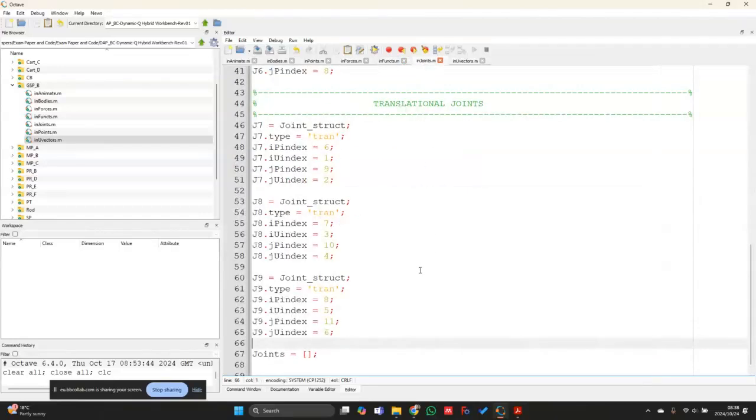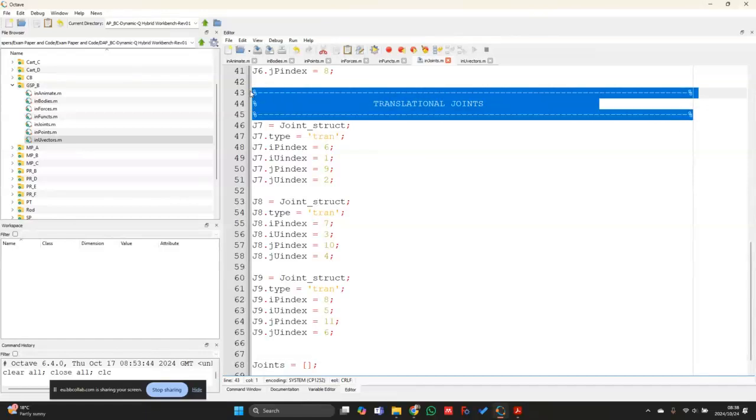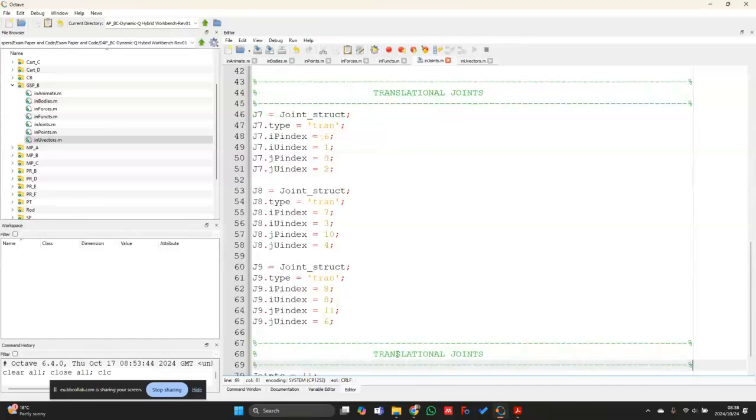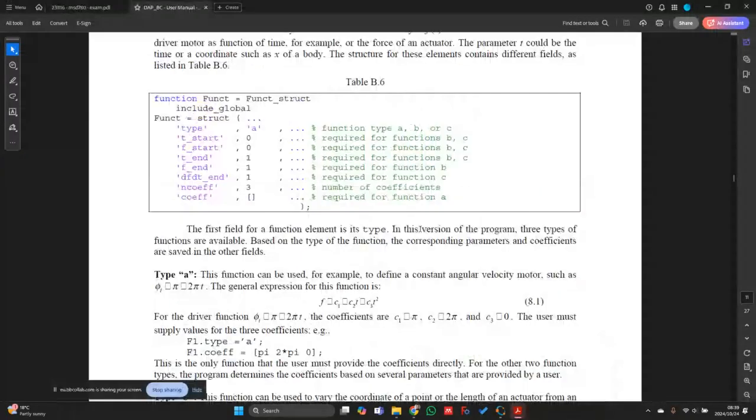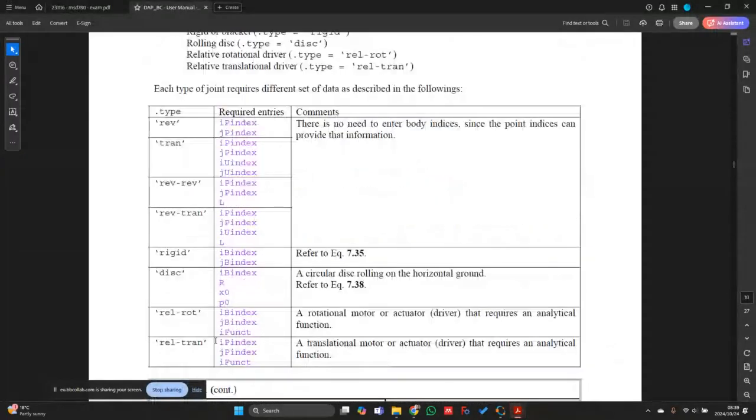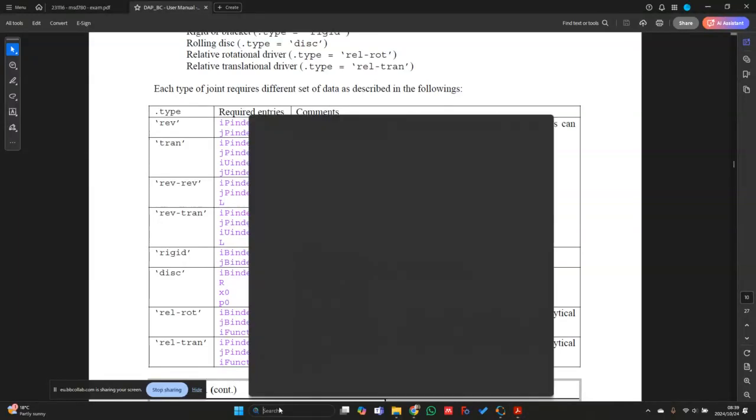And now I can go back to injoints and I can go and define the relative translational joints or drivers. So I'm just going to create a new section and call this relative translational joints. Okay, so checking back, I essentially need to give it an IP index, a JP index, and an ifunct as input. Now in this case, the IP and JP indices are going to make a difference in the values that are reported back, or rather the vector direction that is reported back.